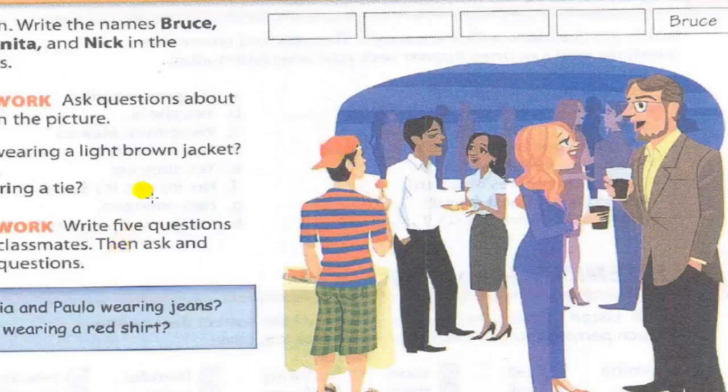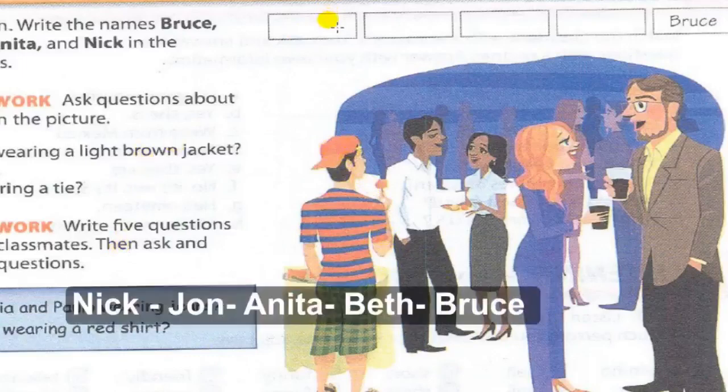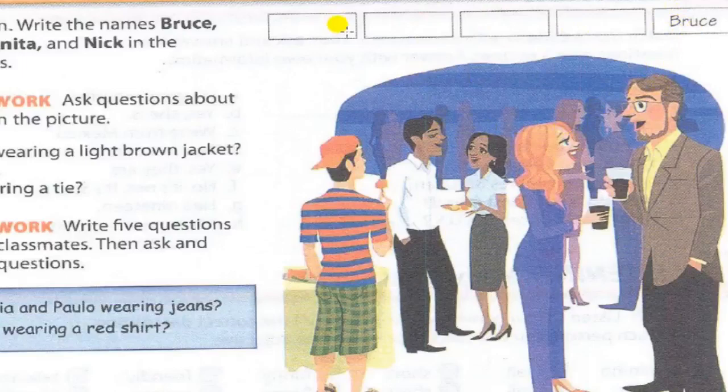So the answer is here: Nick, John, this is John, Anita, Beth, Bruce. That's the end of Unit 4.